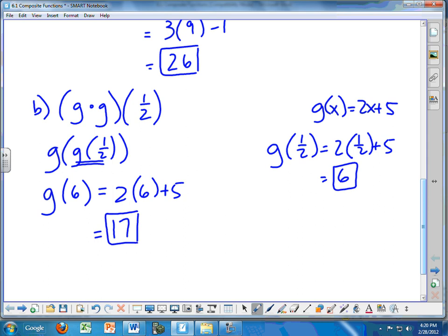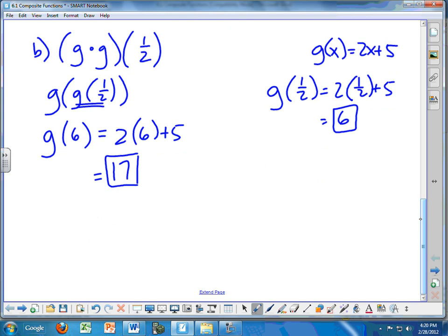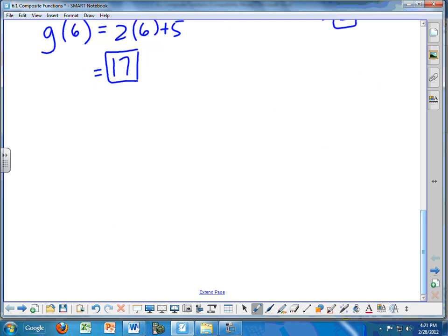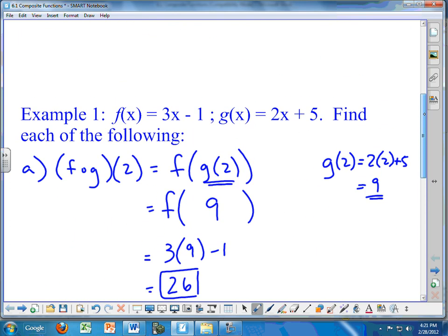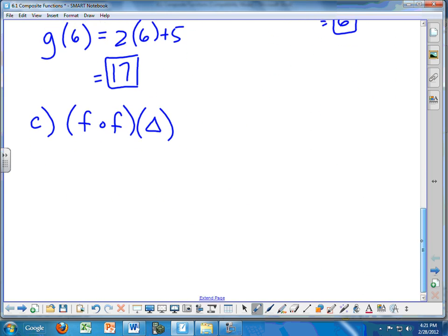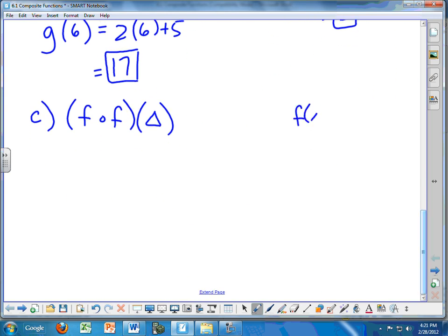So you can see that finding these little composite values is not too hard. And then let me try one more here. Let's try this for part C. Let's try f of f of triangle. So in this case, we're taking the triangle and we're going to plug it into the f function, and the answer will be plugged into the f function again. And again, remember that our function here is 3x minus 1. Let's go back down here. F of x was 3x minus 1.